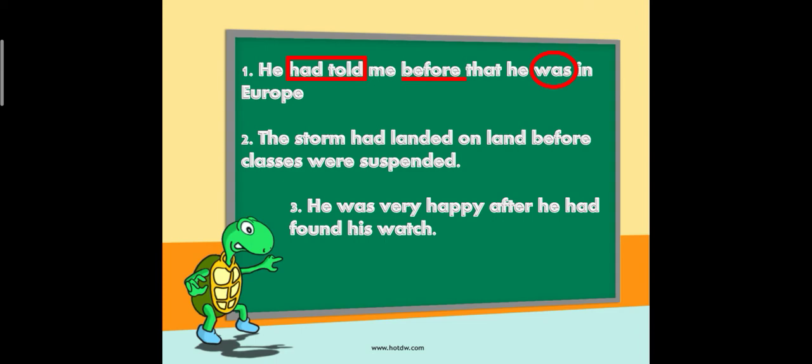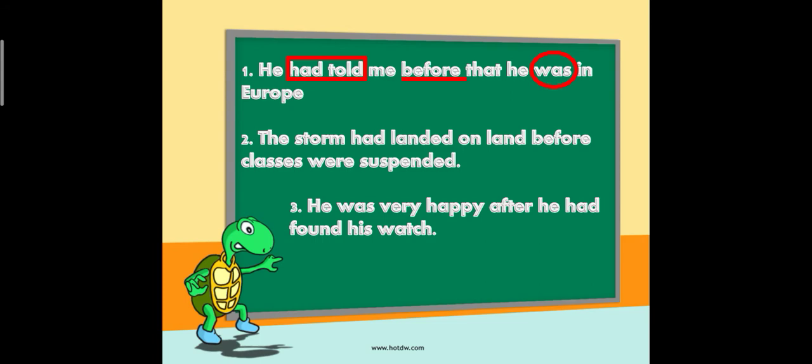And I also answered number 1 in this task so that you can have the idea or the guide on what to do on the following numbers. Number 1. He had told me before that he was in Europe. So had told is the past perfect tense. That's why I put a box on the words. Before is the time expression. That's why I put an underline on it. And was is in the simple past tense. That's why I encircle it. Now it's your turn. Let's start with number 2.